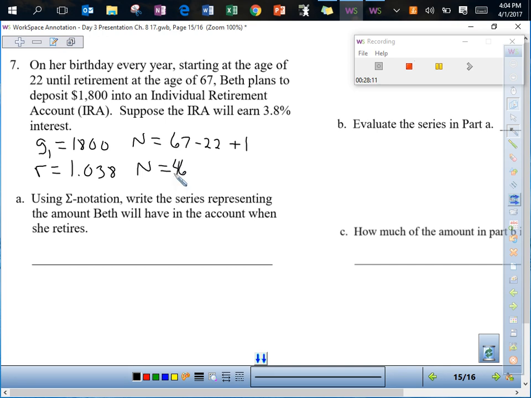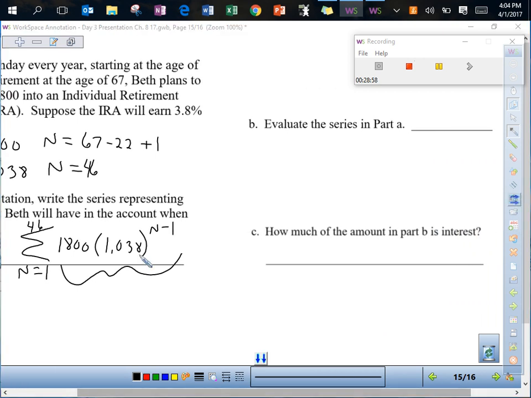So here's the answer to part A. Using sigma notation, that means there's going to be a Greek letter sigma in there. We're going to go from the first year she invests money to the 46th year. My G sub 1 is 1,800. My R value is 1.038 to the n minus 1. Guys, I want you to notice something here. Notice that this is our geometric sequence formula. I turned it into a series by adding that up. So there's that part.